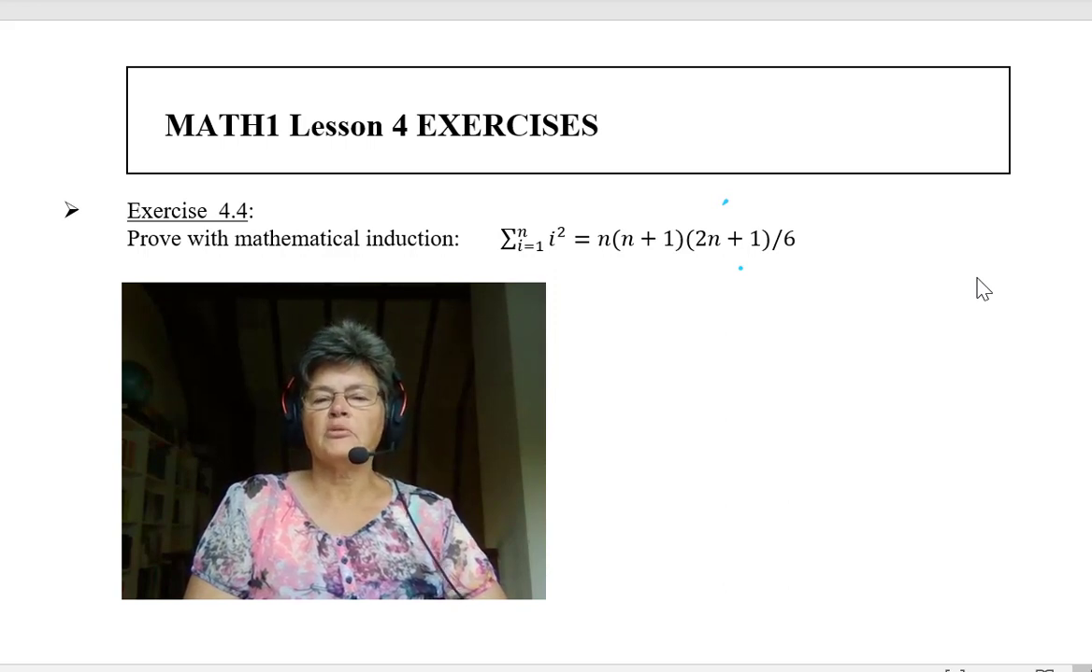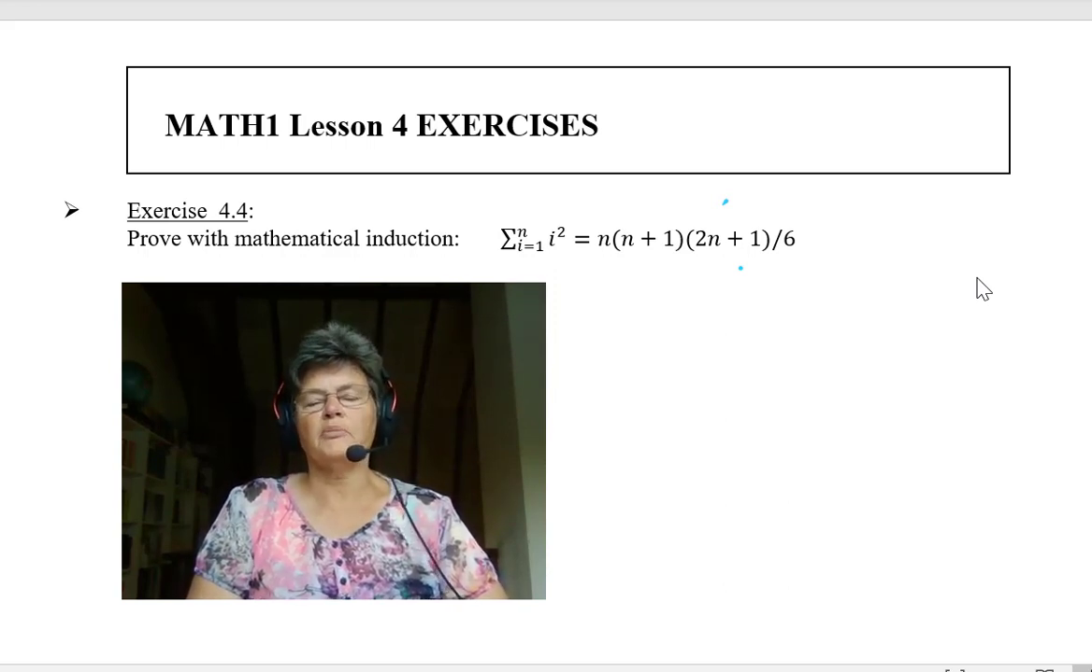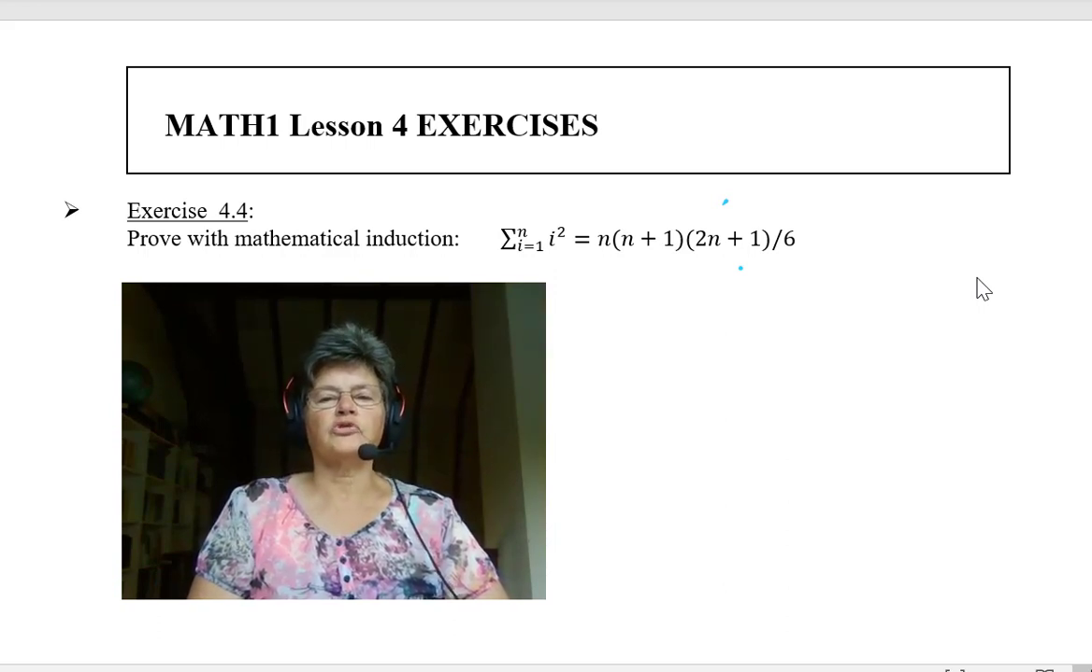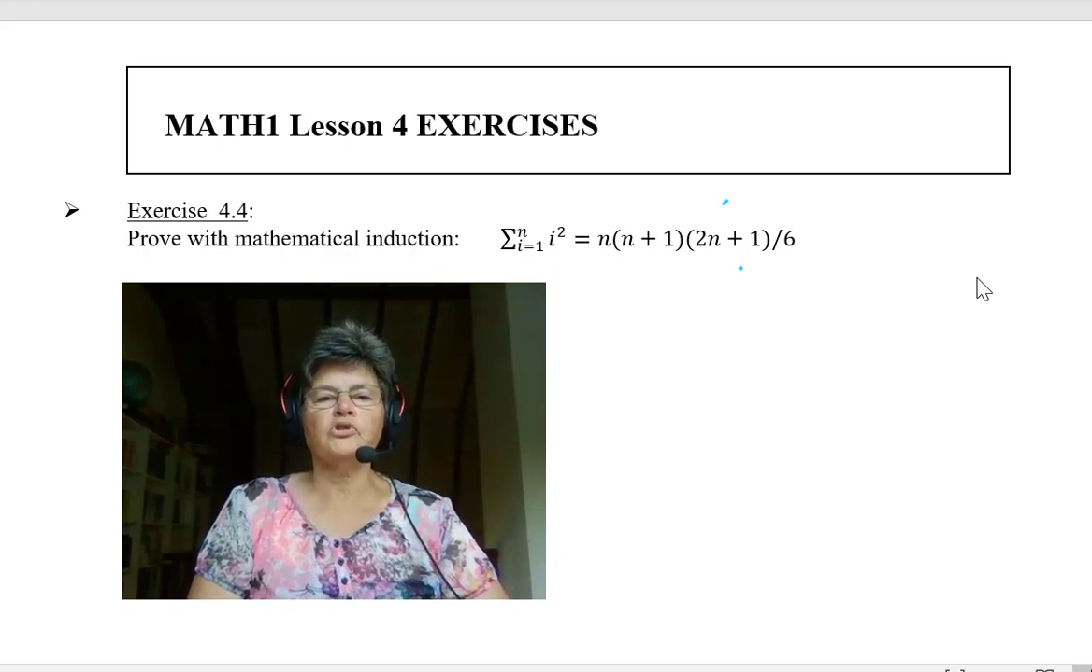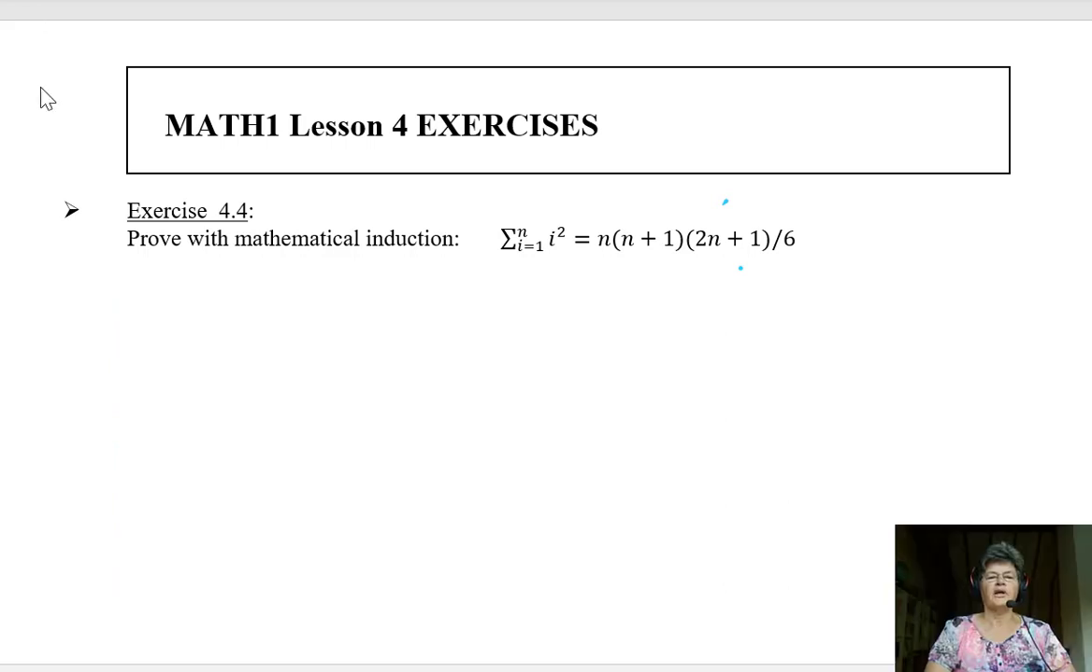First step is to prove that the statement is true for the first element, and then second, assume that it's true for some element in the middle, and then try to prove that it's also true for the successor. So remember those 2 steps. And in this exercise, step 1, what is the first element? That's always the first issue.